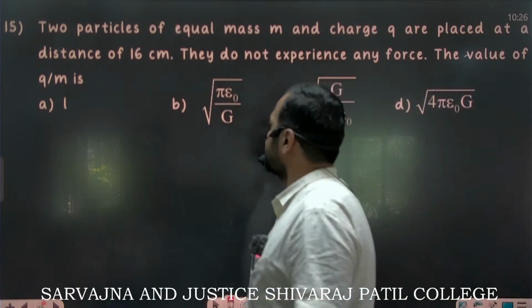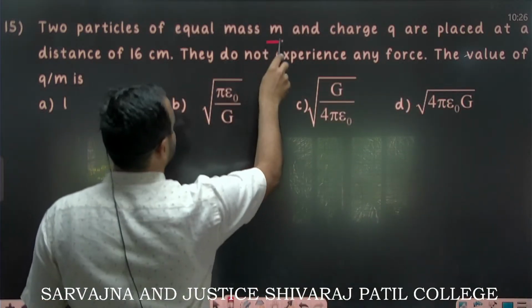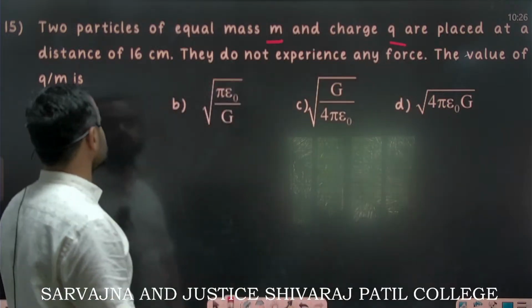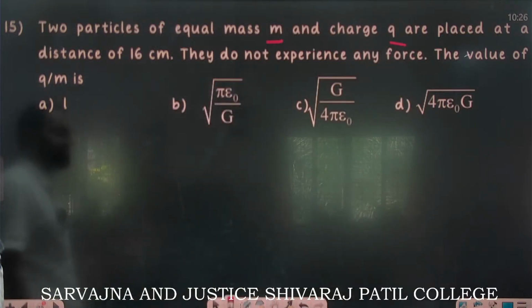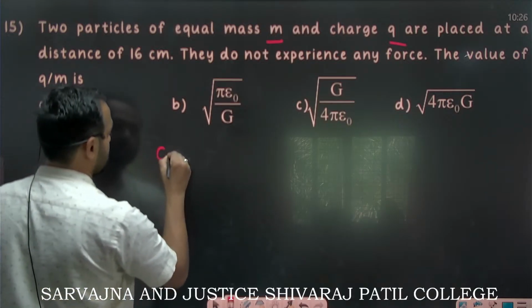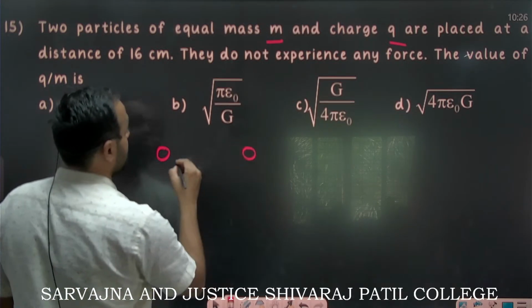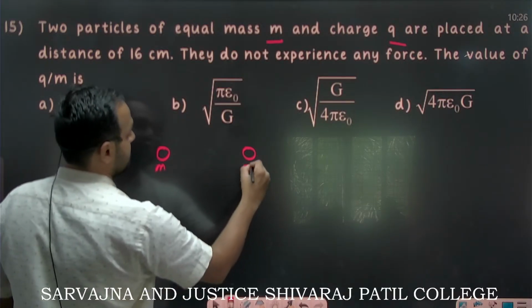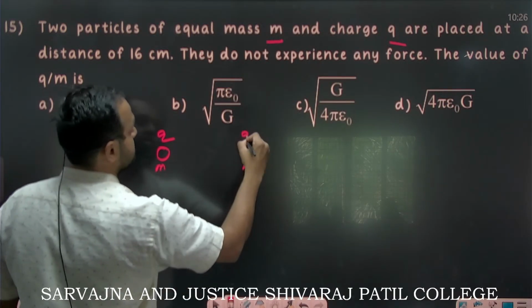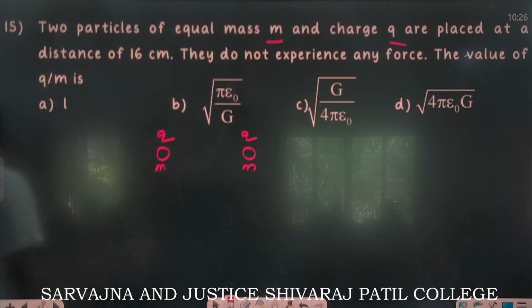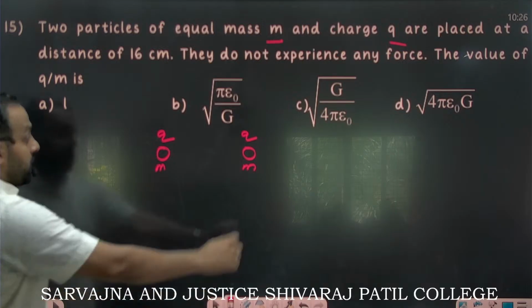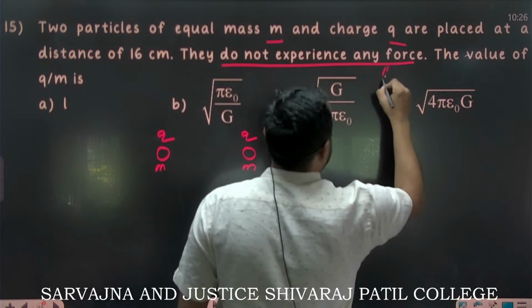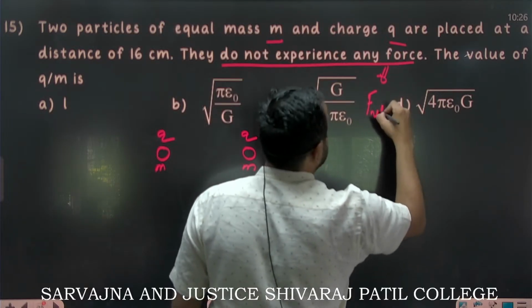What I was saying: two particles of equal masses m and charge q are placed at a distance of 16 centimeters. They do not experience any force, and the value of q by m is? You have two objects here. They have the same mass and they also have the same charge. What they are saying is they are not experiencing any force. What do they mean by this? They mean that the net force acting on them is zero.